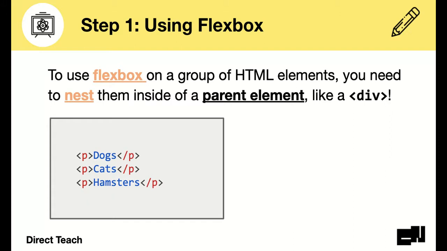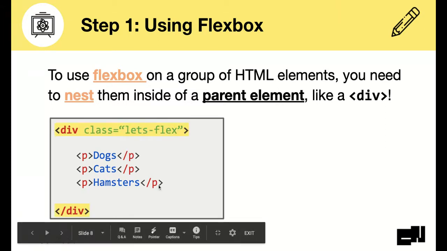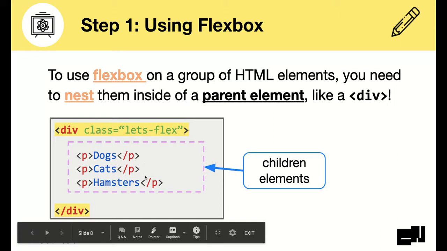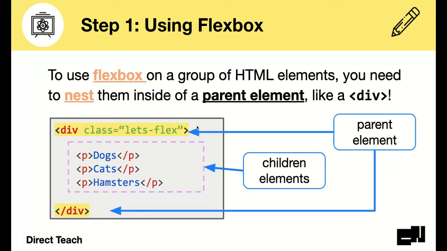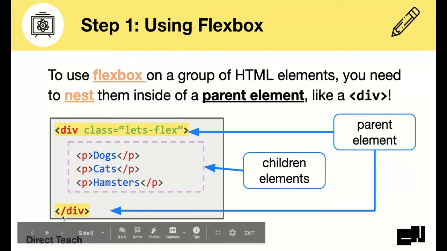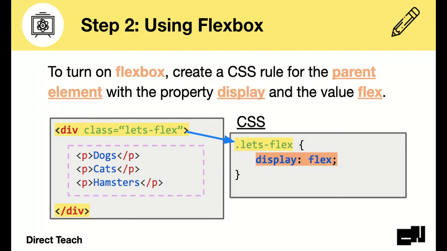So step one, when we're using Flexbox, we need to nest them inside of a parent element, like a div. So we have dogs, cats, and hamsters here, but we don't have a parent. So that's why we wanted to create a parent, and we named that Let's Flex. So here, these are the children elements, and then the parent element is Let's Flex, and then the closing tag over here. So that's step one.